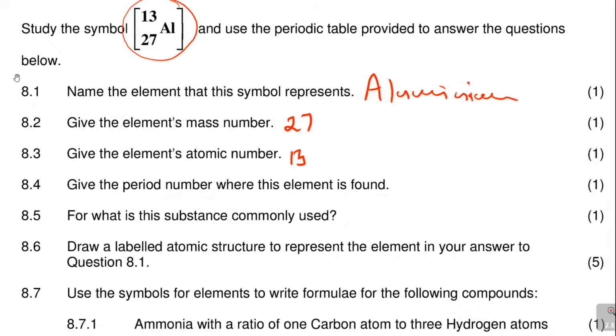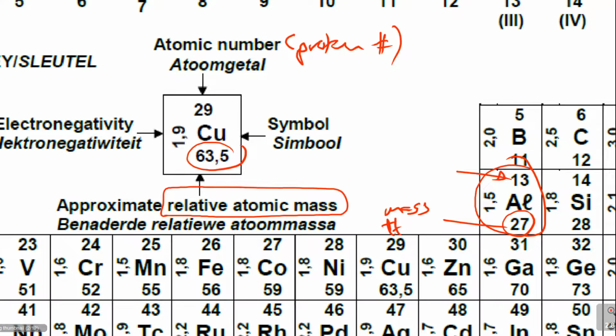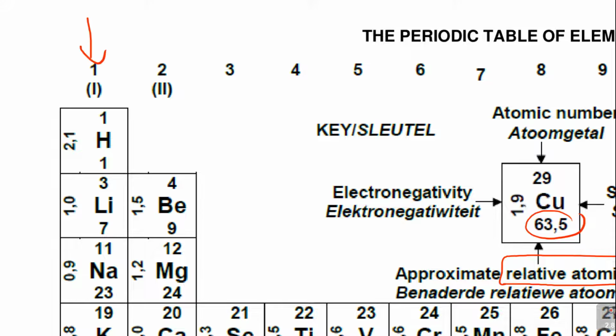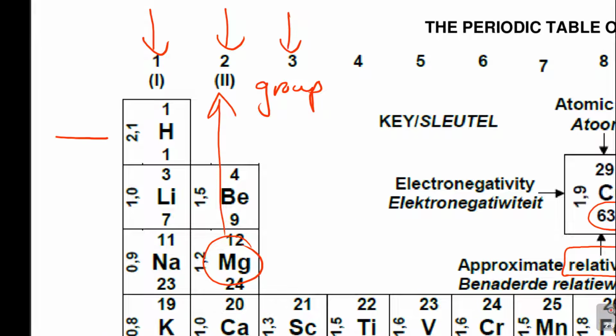Give the period number where this element is found. And I told you in the periodic table, you've got 2 numbers. There is this one where you are looking at like this, 1, 2, 3. This is the group. So if you are saying group 1, group 2, group 3, it's like that. For example, magnesium here is in group number 2, but period, you are looking at it like this. Period 1, that's the start. Period 2, that's the second. Period 3. So you see, magnesium is in period 3.